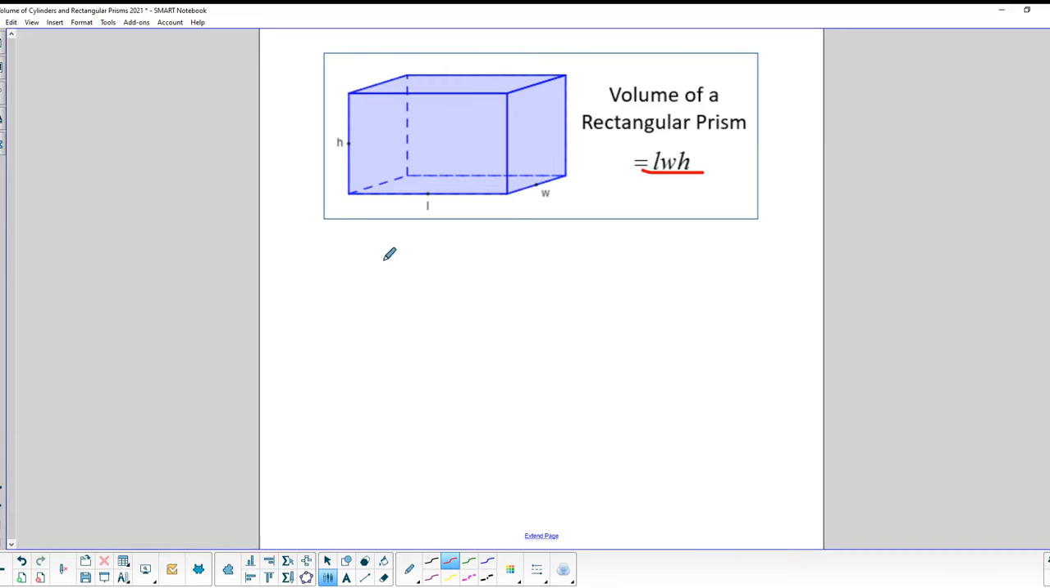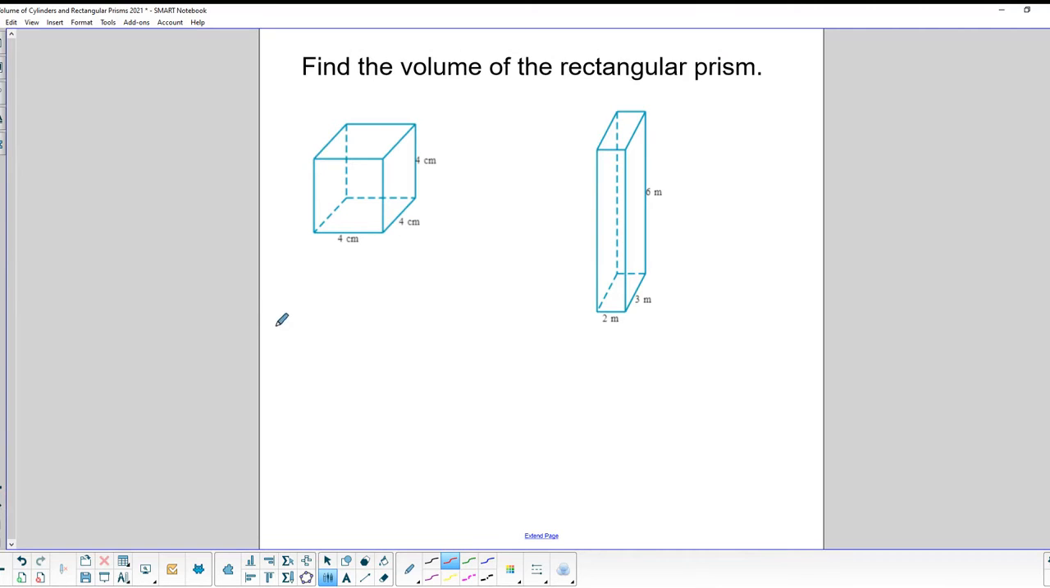I want you to remember from 7th grade that when you were finding the volume of what we call a rectangular prism, all you had to do is multiply the length times the width times the height. And when we did the length times the width, that's basically finding the area of the bottom of the prism. Once you find the area of that bottom, then you multiply it by how tall it is, and you get the volume. So length times width times height.